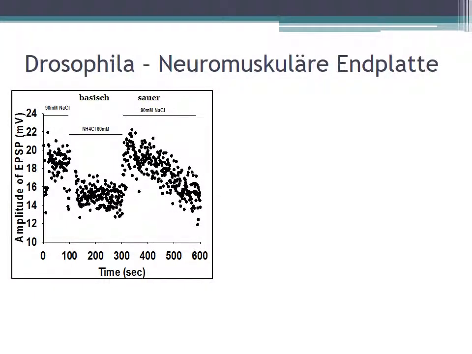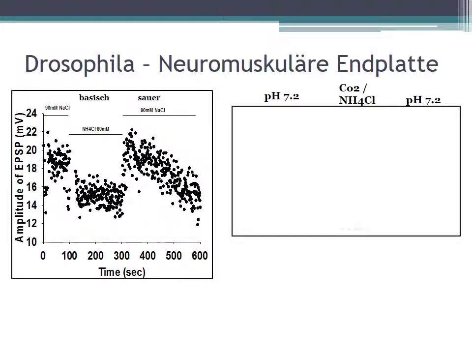If we look at the amplitude of the EPSPs like we did in crayfish, we get the following results. On the x-axis again the time, on the y-axis the amplitude of the EPSP, and the ammonium washout method was used. In the normal saline or the hyperosmolaric saline, you can see that the EPSP is about 20 millivolts. Once it's basic, it's going down, so that's a little different from the crayfish. And once it acidifies, the amplitude goes up first and then drops again. So that's different also.